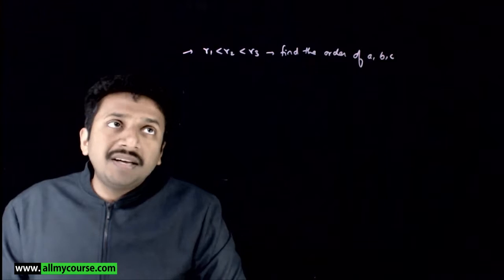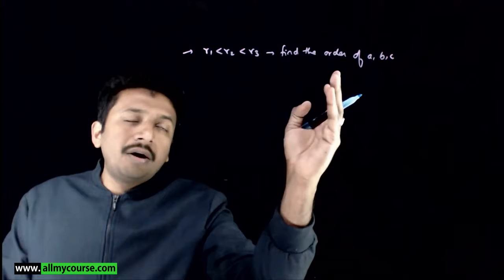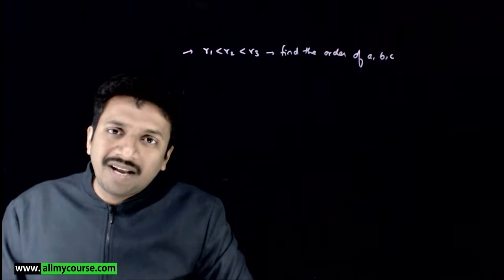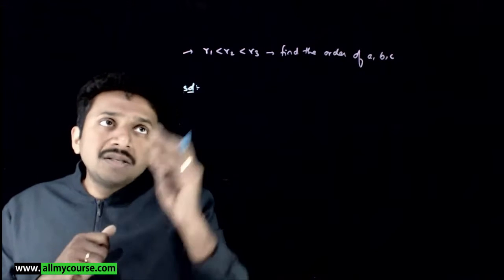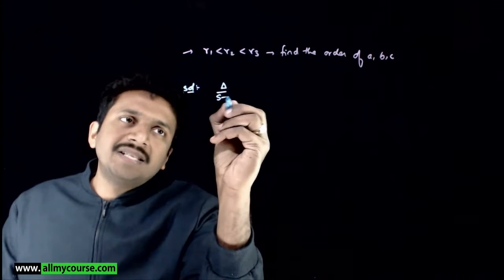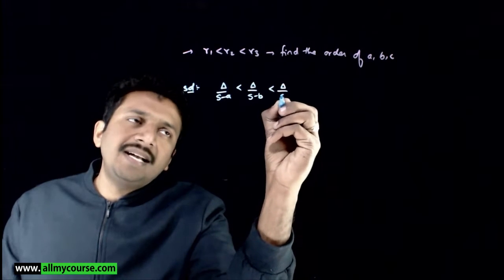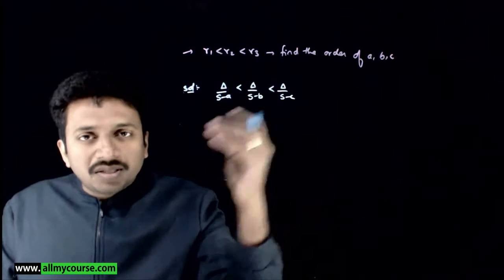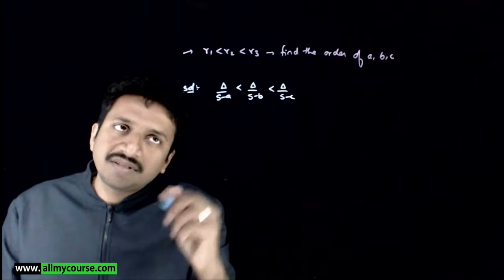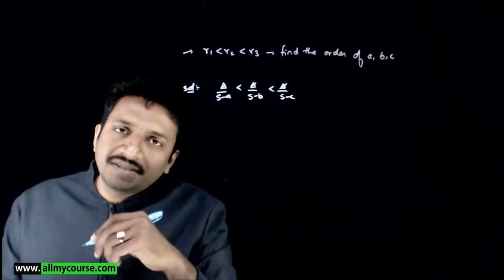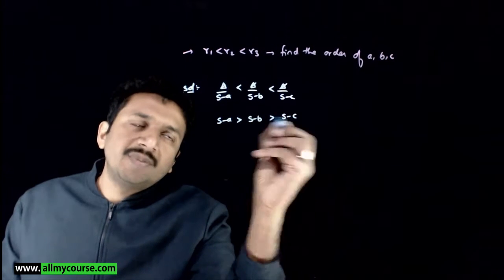So in this question, you're given that r1 is less than r2 is less than r3. If this is so, find the order of the sides of the triangle. This can be very easily done using the basic formula. So r1 is nothing but delta by (s minus a) is less than delta by (s minus b) is less than delta by (s minus c). All the quantities are positive. So if I reciprocate all this, the signs of the inequality reverse and delta can be cancelled out on all the sides. So s minus a is greater than s minus b is greater than s minus c.